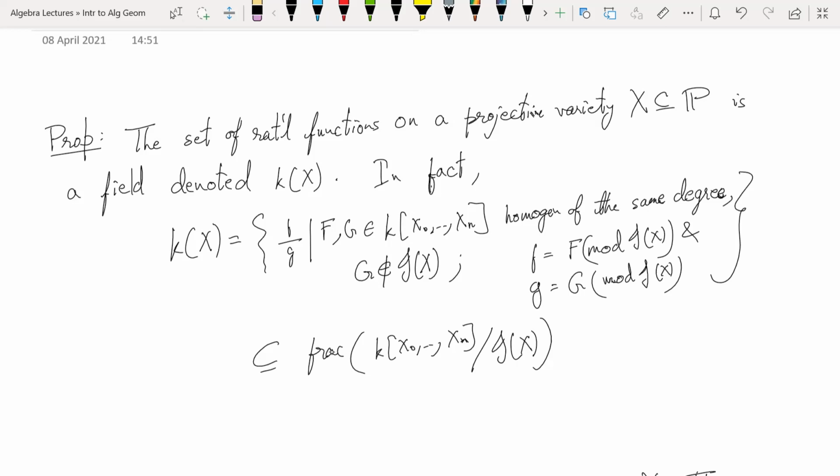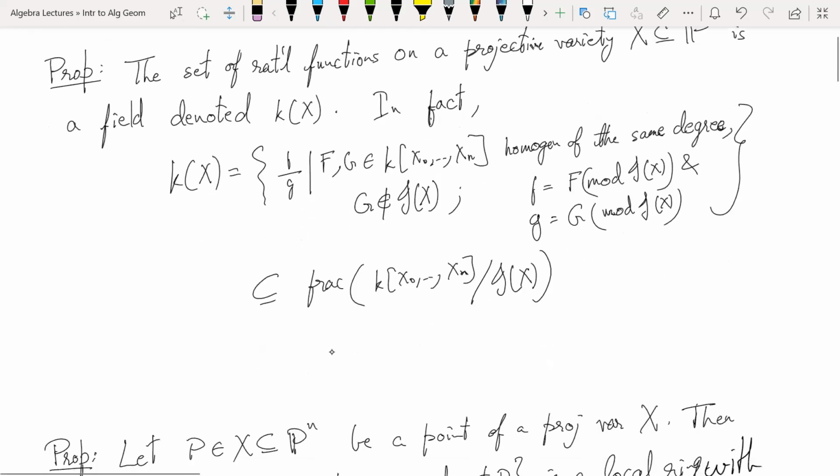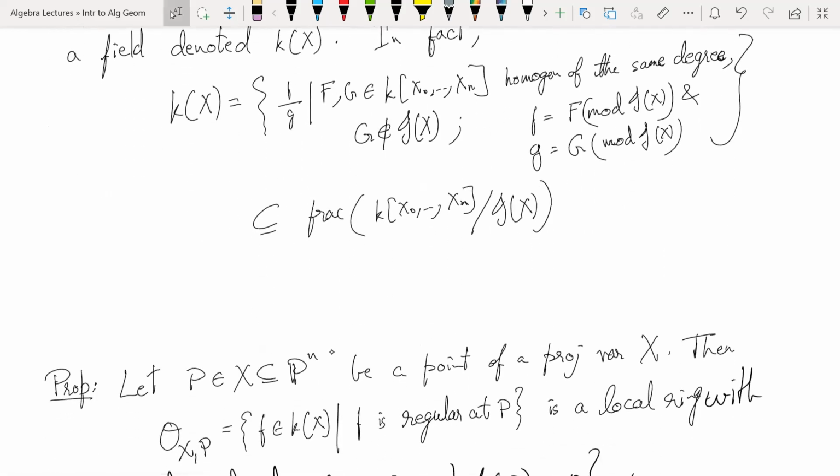if you take f over g and f prime over g prime, first of all, f over g does define a rational function on X, and if f over g and f prime over g prime define the same rational function, then one can show that f over g is the same as f prime over g prime as an element of this field. Yeah, so that's what we did.